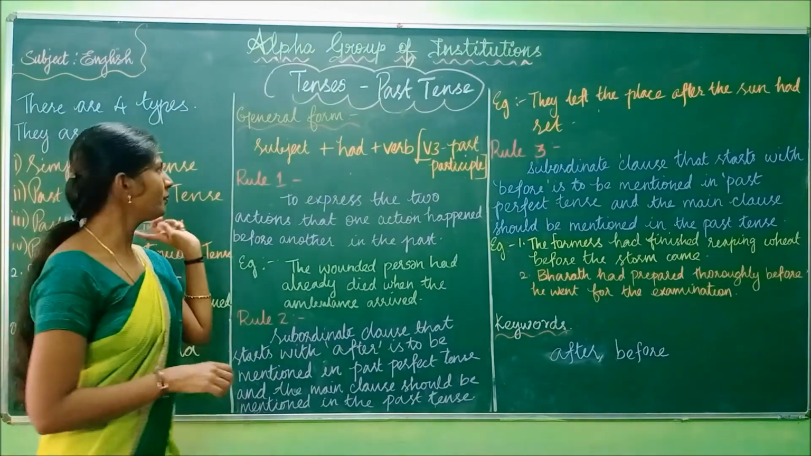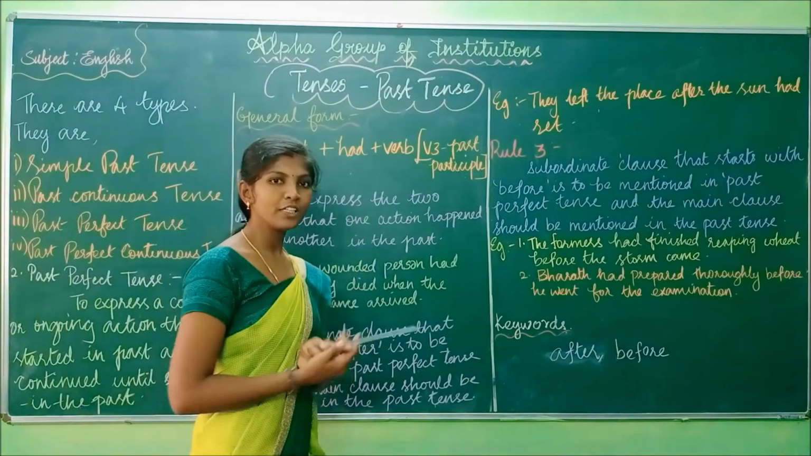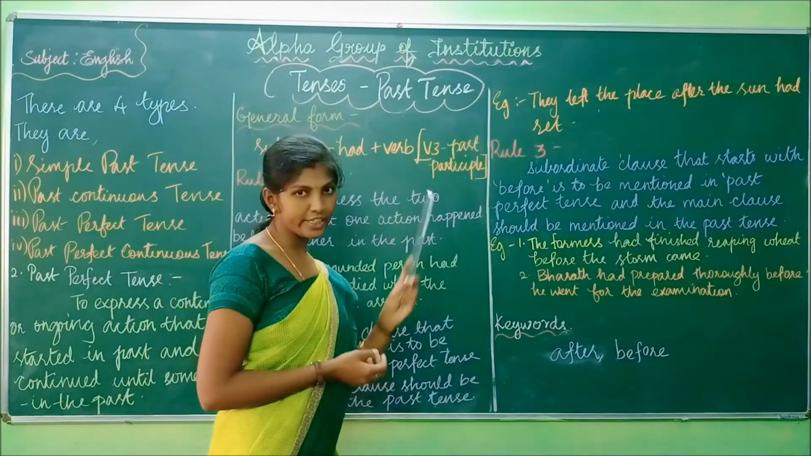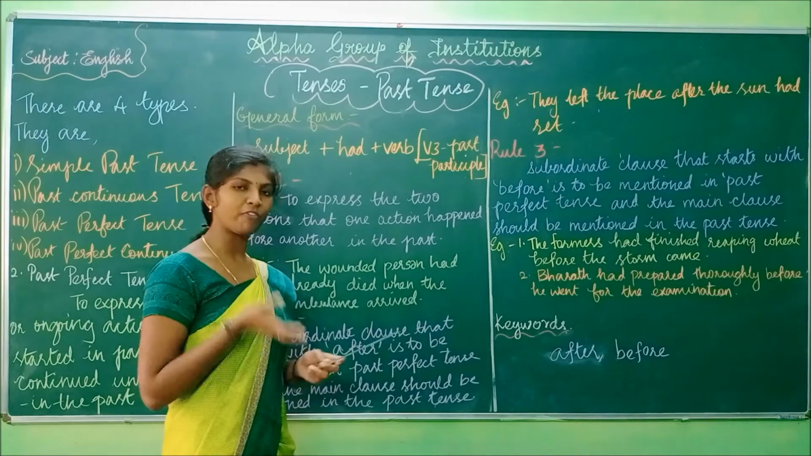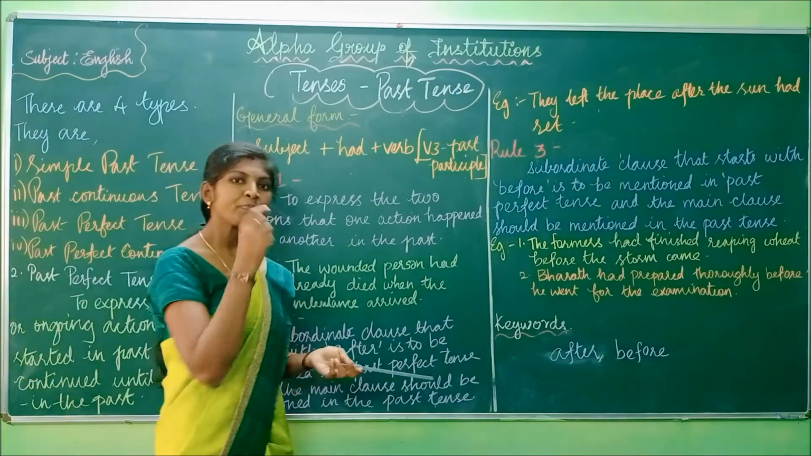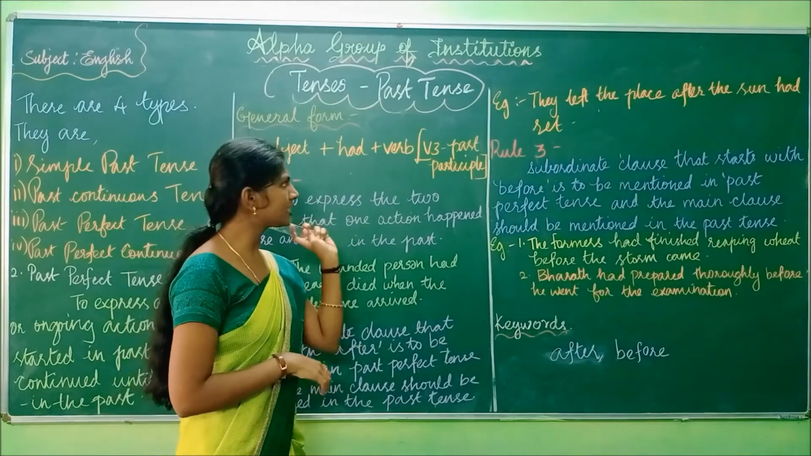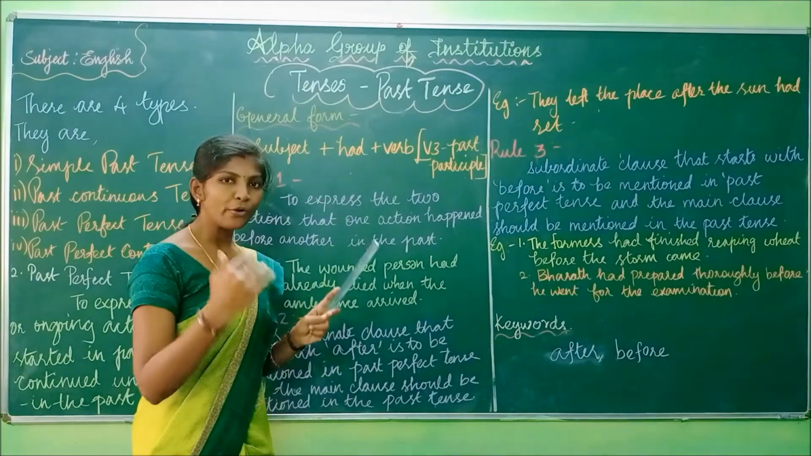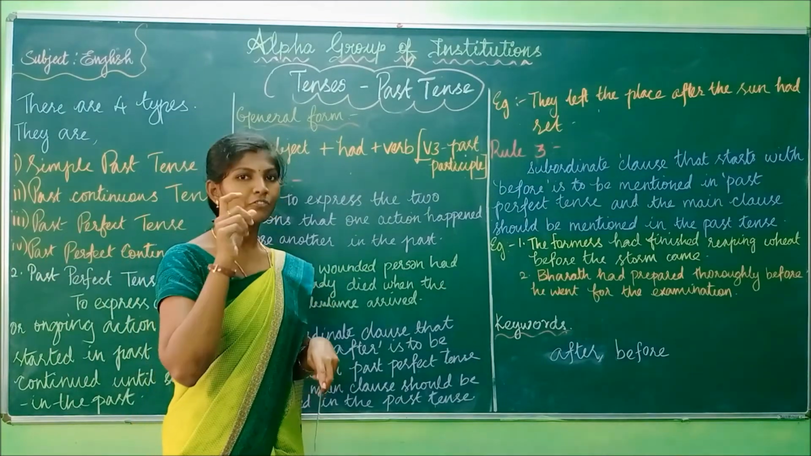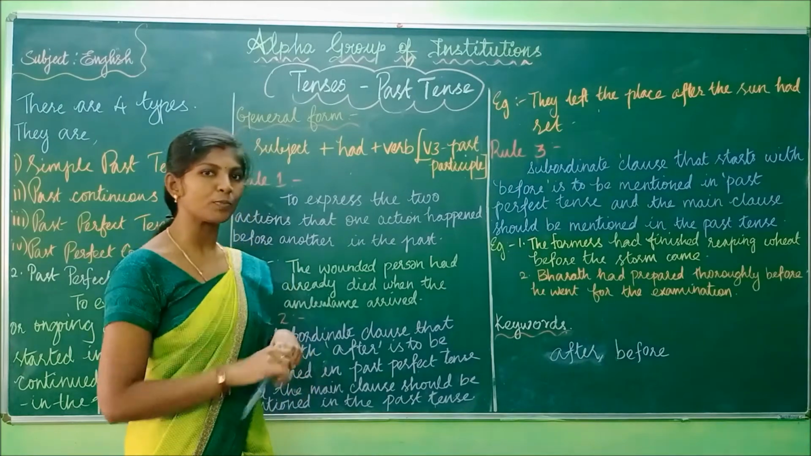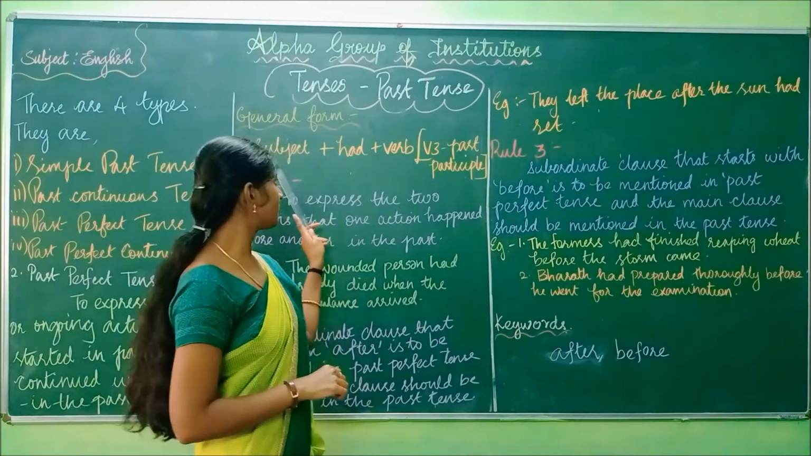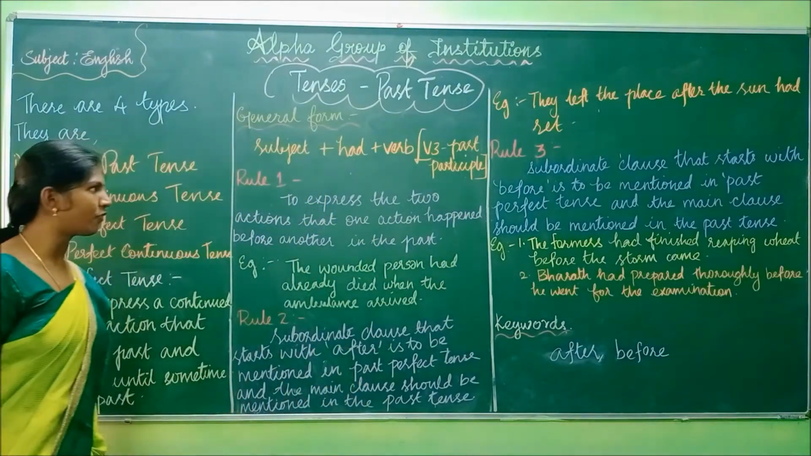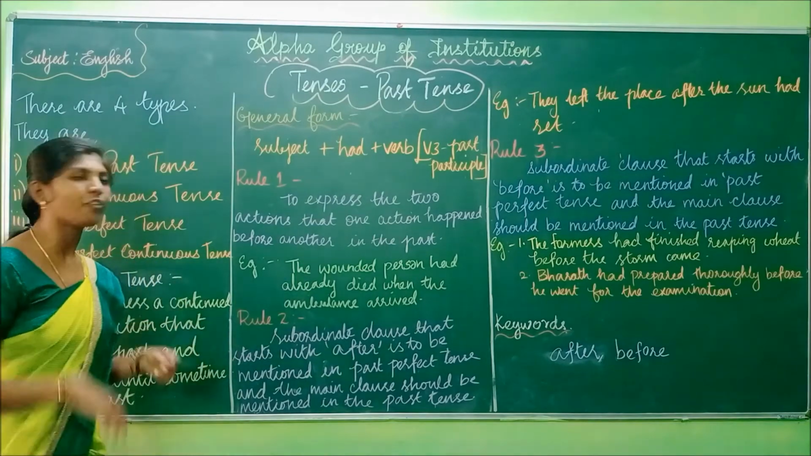So the general form is subject plus had plus verb. How do we have this verb? Verb in V3 form, which means past participle form. Present, past, past participle: V1, V2, V3. For example, give, gave, given. Given is the past participle here, V3 form. Write, wrote, written. Forget, forgot, forgotten. Forgotten is the past participle form here. So subject plus had plus verb in V3 form or past participle form. Let's see the rules and examples now for better understanding.